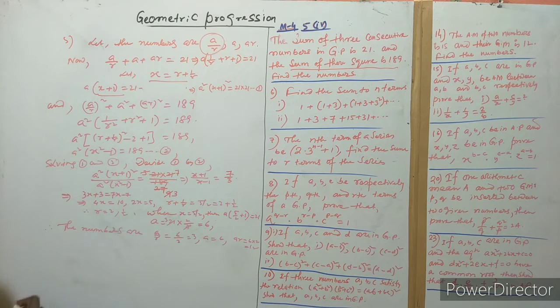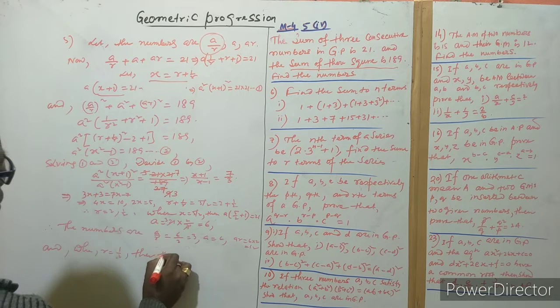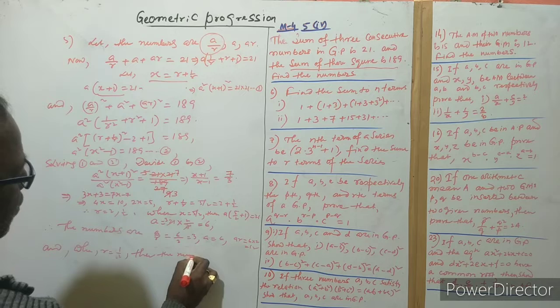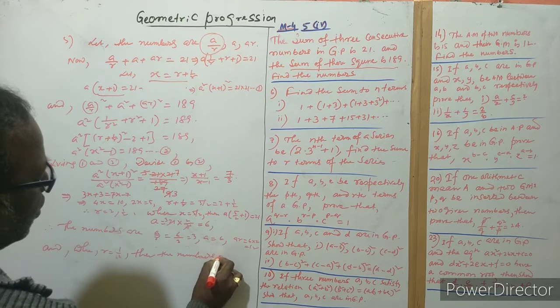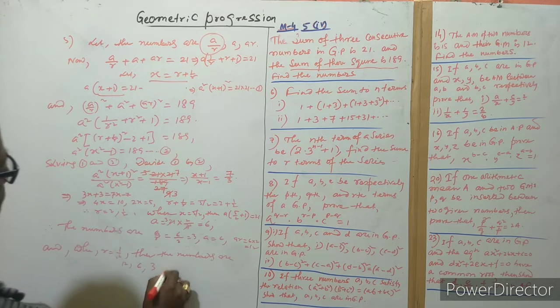And also, when r is equal to 1 by 2, the numbers are actually the reverse: 12, 6 and 3. So this is the solution.